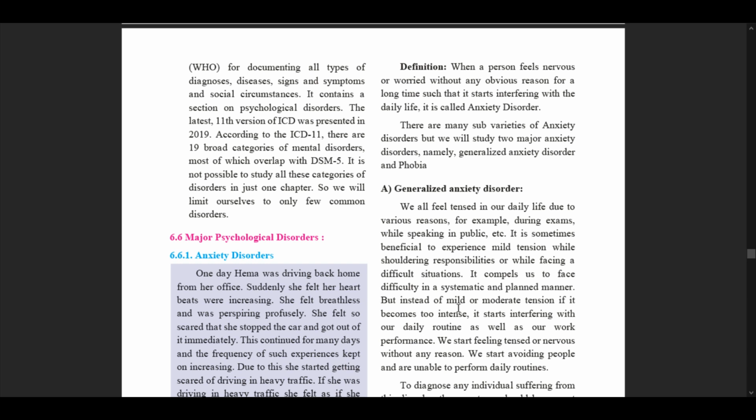But instead of mild or moderate tension, if it becomes too intense, it starts interfering with our daily routine as well as our work performance. We start feeling tense or nervous without any reason. We start avoiding people and are unable to perform daily routines.